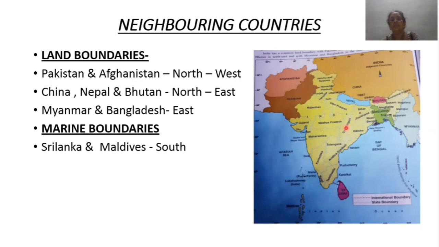So which are the neighboring countries of India? Neighboring means those countries which are lying near India or adjacent to India. India has both land and marine boundaries. In the northwest of India, Pakistan, Afghanistan. In the northeast of India, China, Bhutan, and Nepal. In the east of India, Bangladesh and Myanmar. And in the south of India, India has water boundaries, marine boundaries, Sri Lanka and Maldives. So which countries are situated in the south of India? Sri Lanka and Maldives.